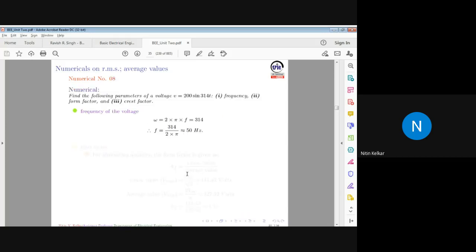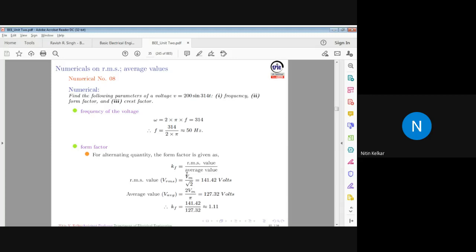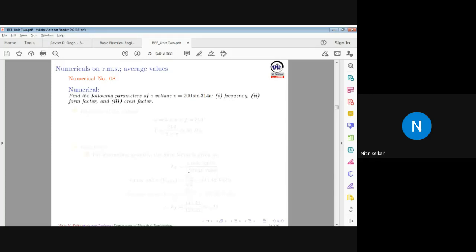Okay, now this numerical we will solve, and then we will start with the next type of numerical. So I request all of you once again to copy down this numerical, which is visible currently on your screen. We have already seen the definition of form factor and peak factor. So this numerical is based upon that particular concept.